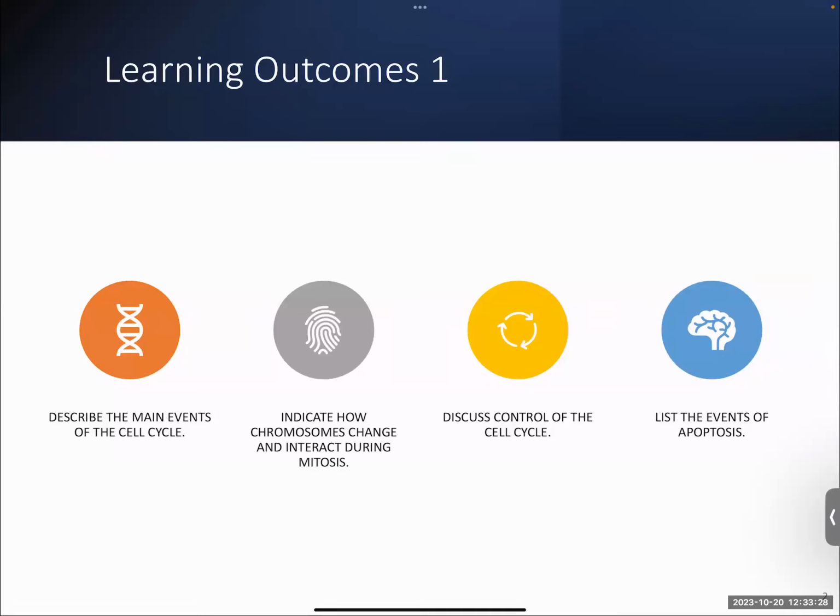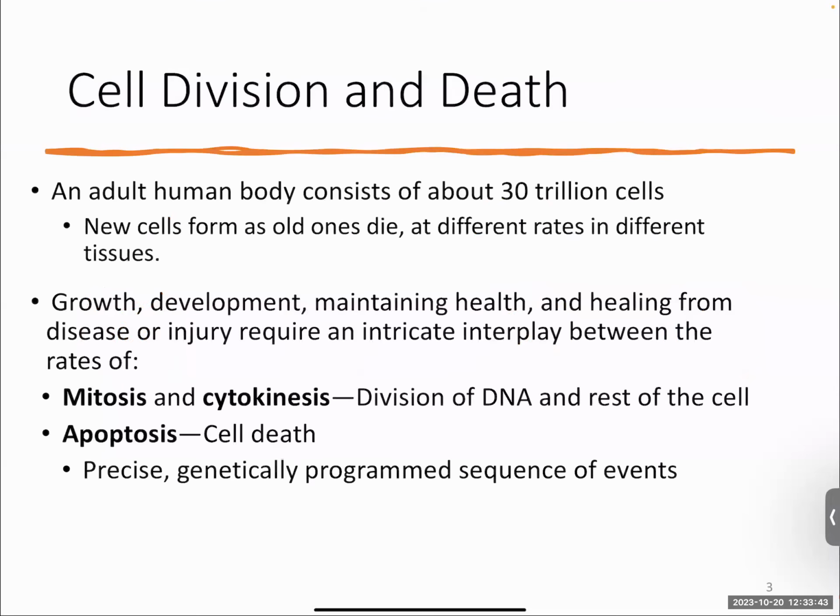What mechanism do we use to control the process of the cell cycle? And basically, what happens if there's a problem with the actual cell? We undergo a process called apoptosis. So those would be some of the main focuses of our class lecture today.